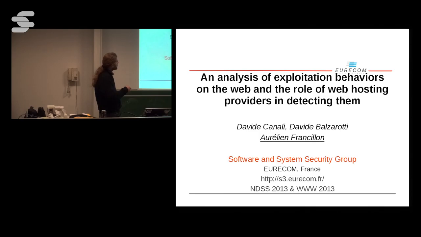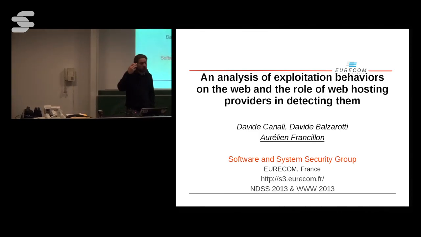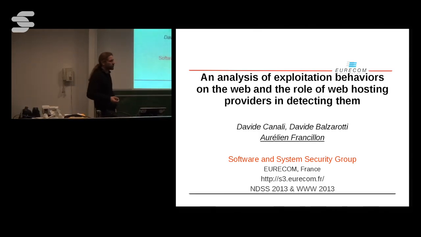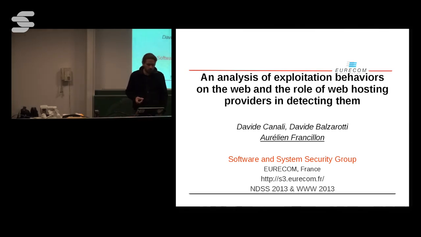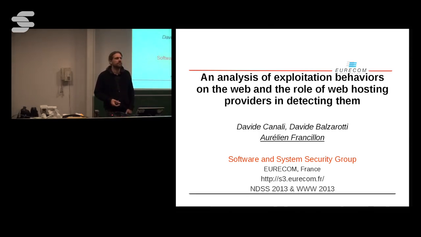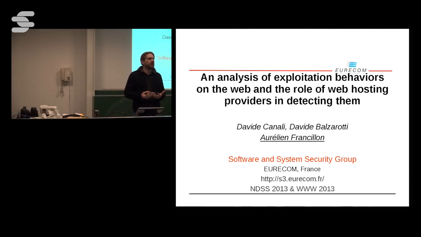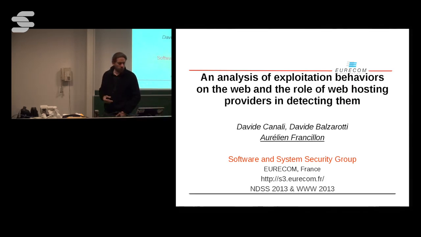With my colleague David Balzarotti, we together run what we call the Software and System Security Group. We are basically a group interested in looking at real-world problems in real-world systems. Sometimes we try to find new vulnerabilities, new problems, or new defenses, or just study the problems. And that's what I'm going to talk about today. We work on many different topics.